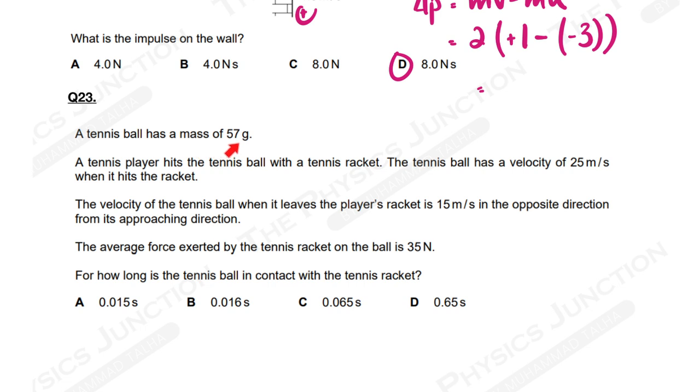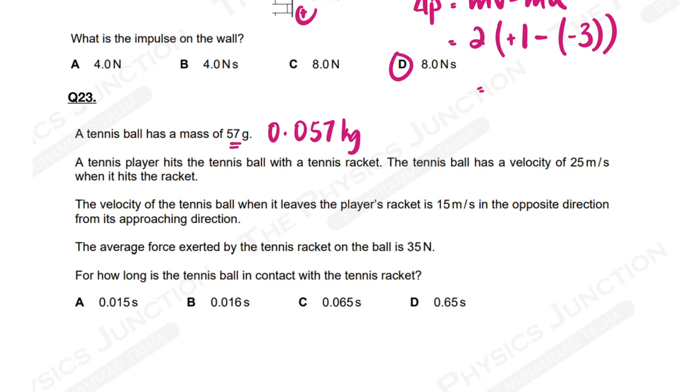A tennis ball has a mass of 57 grams. Again, in non-SI unit, this should be immediately apparent to you that this would be 0.057 kg. Tennis player hits the ball with a tennis racket. The tennis ball has a velocity of 25 meters per second when it hits the racket. Velocity of the tennis ball when it leaves the player's racket is 15 meters per second in the opposite direction from its approaching direction. Again, opposite directions means you need to use the sign convention. Average force exerted is 35. For how long is the tennis ball in contact with the racket?